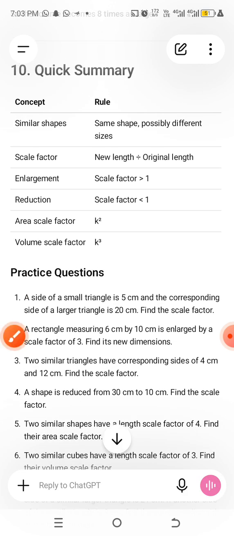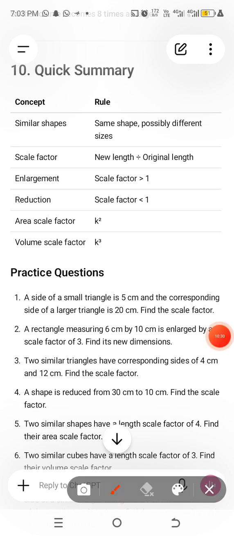So what is the quick summary we have to look at? Similar shapes have the same shape but possibly different sizes. Scale factor equals new length over original length. Enlargement means the scale factor is more than 1. Reduction means the scale factor is less than 1. Area scale factor equals k square. Volume scale factor equals k cube.